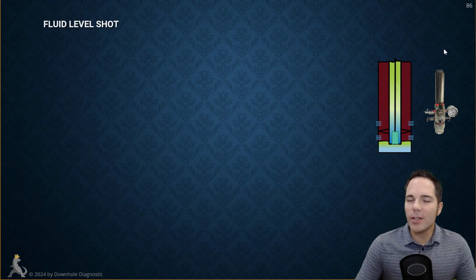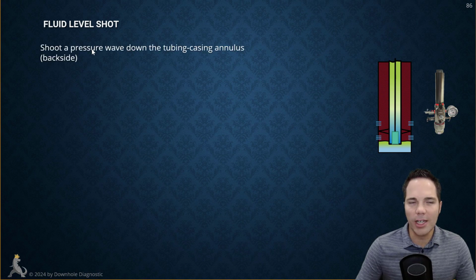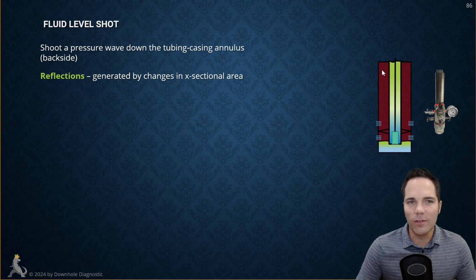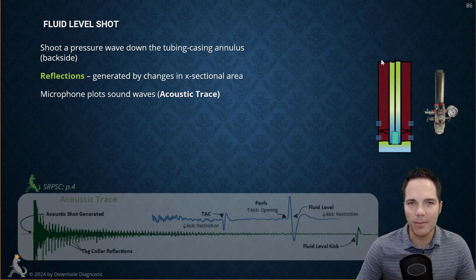Okay, so we have an introduction to the fluid level gun and how things are working. Let's review real quick. For a fluid level shot, you shoot a pressure wave down the tubing casing annulus. This is the annulus between the outside of the tubing and the inside of the casing, frequently referred to as the backside. I could call it either the annulus or the backside. Reflections are generated by changes in cross-sectional area. If there's a change in cross-sectional area, like perforations, where there's an increase in area, or a TAC, this is going to send a reflection back. The microphone plots the sound waves on the acoustic trace. All those reflections come back and are picked up by the microphone.